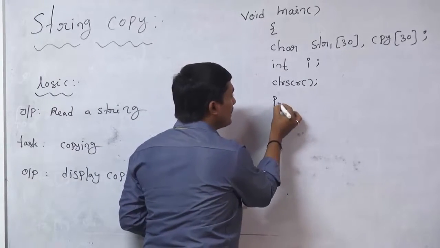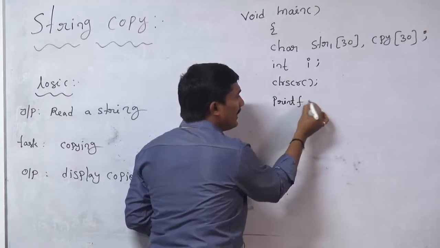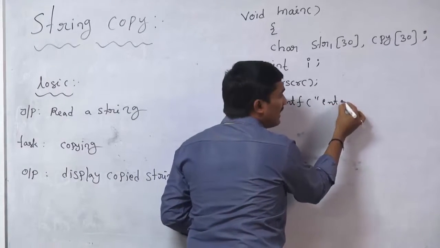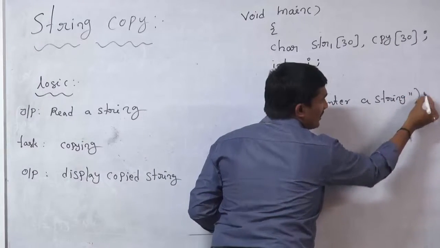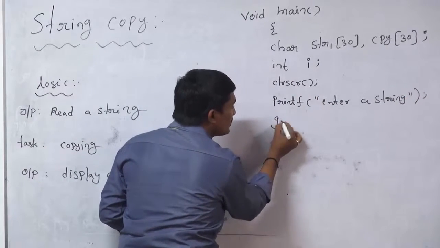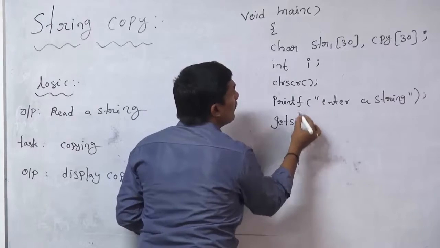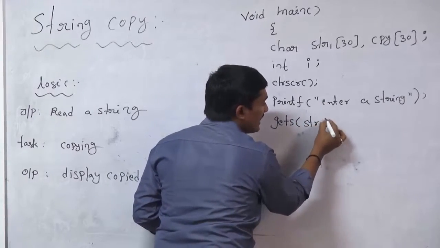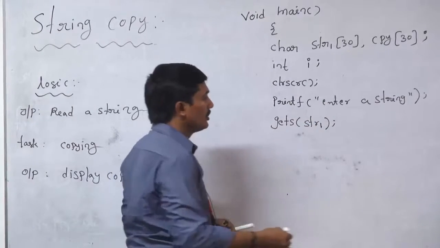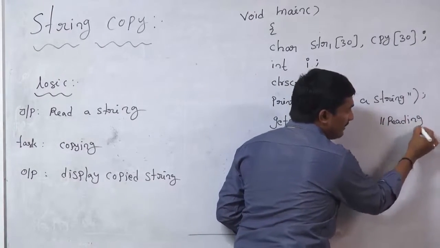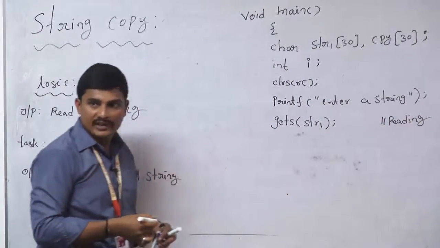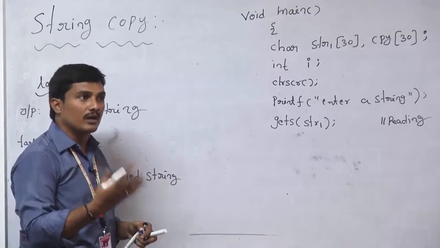First, we have to read the string. What will we write? Printf, enter a string. Then, for reading a string, which function? gets of, what is the function name? str1. So this is for what? Reading. This is for reading. Your input is ready.